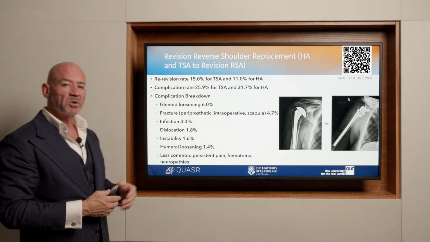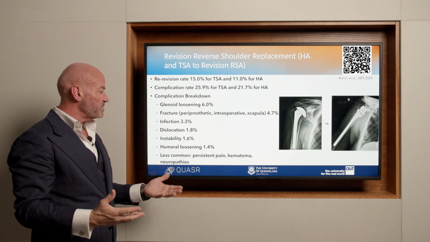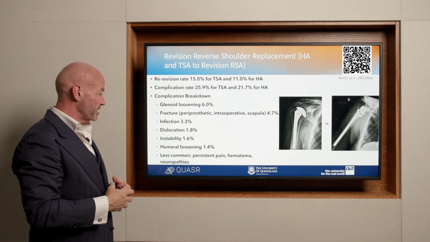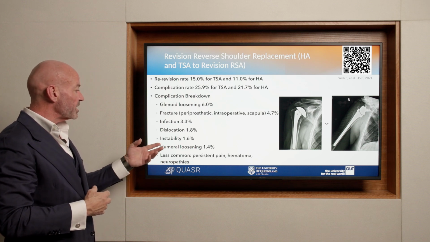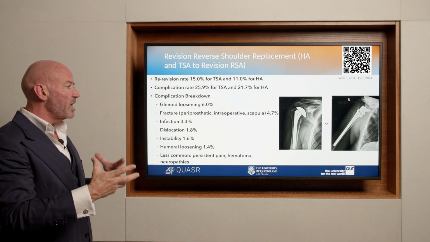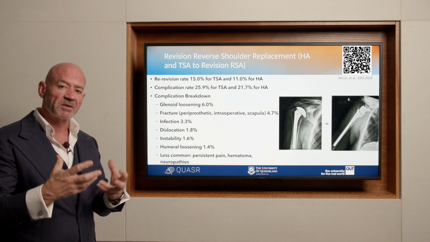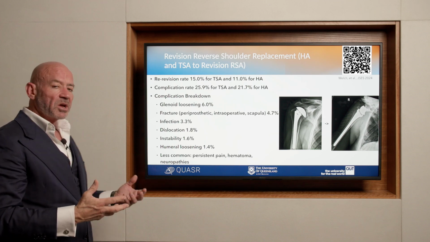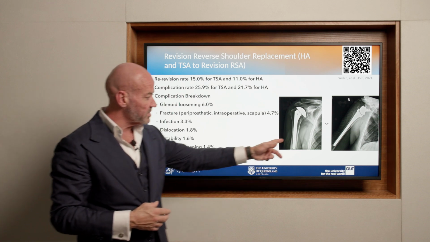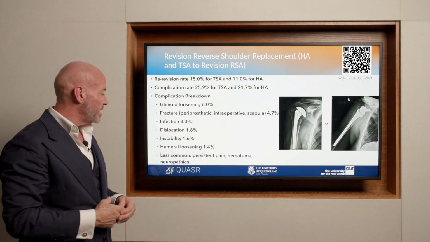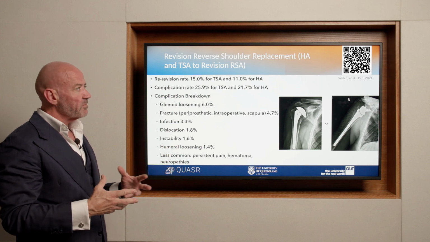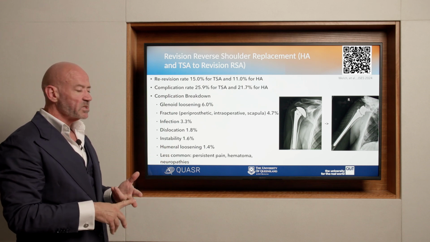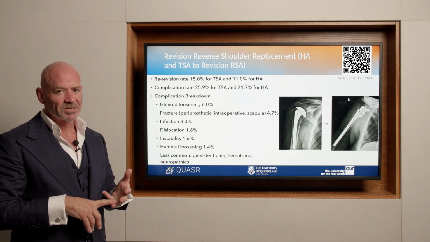Infection ran at 3.3%. Dislocation was 1.8%, so the shoulder replacement dislocated after it was revised. Instability, so the patient had a feeling of looseness in the shoulder, of it being unstable, 1.6%. Humeral loosening, so loosening of the actual stem itself, 1.4%. And less common and perhaps persisting problems were those of persistent pain, hematoma, and neuropathies or nerve issues.